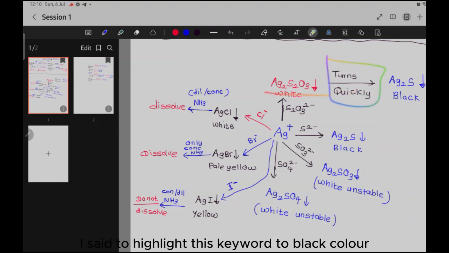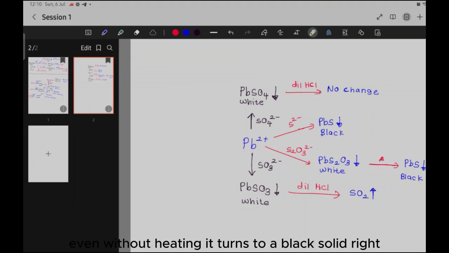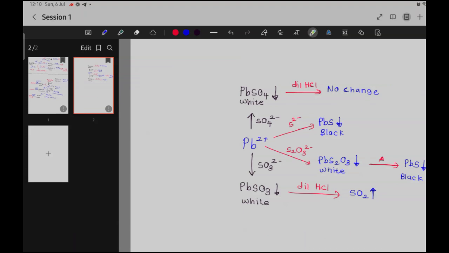I said to highlight this keyword to black color. But when you come to Pb2+ containing, it turns upon heating. This triangle denotes that when heated, only then does this white precipitate turn to black. But in the case of silver, it turns very quickly without heating. The white precipitate eventually turns to a black solid.